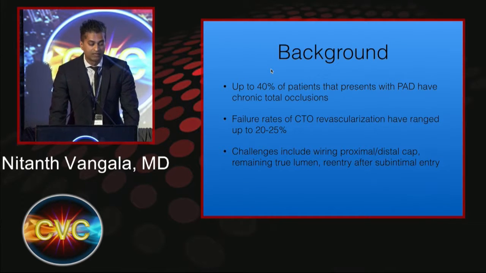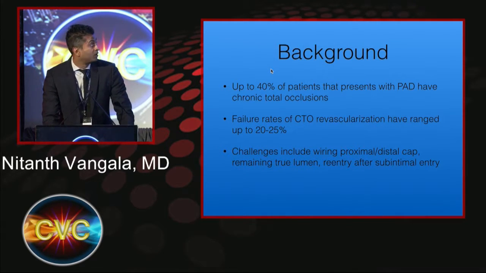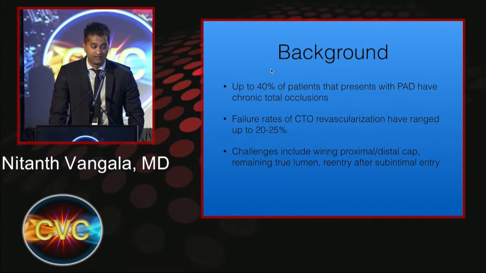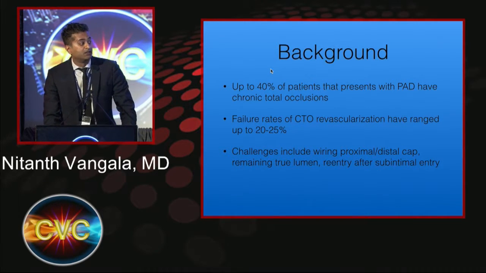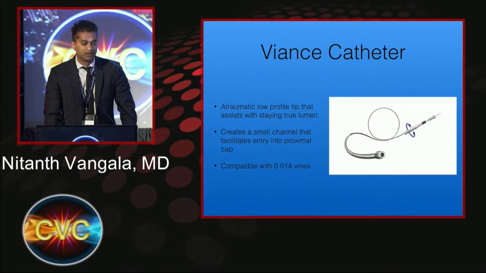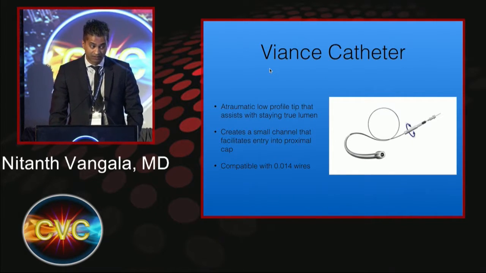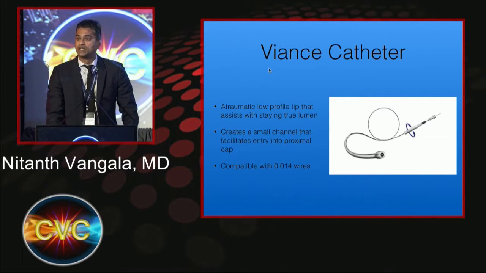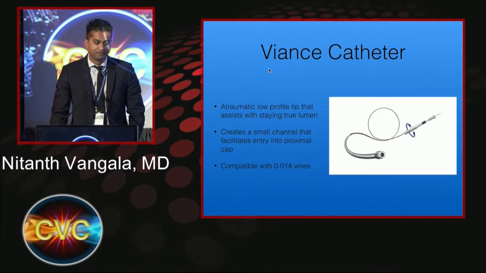With peripheral arterial disease, as we all know, up to 40% of patients could have chronic total occlusion as their presentation for PAD. Failure rates for these CTOs can range up to 20 to 25%. Some of the challenges that involve revascularizing CTOs include wiring the proximal and distal cap, remaining true lumen, and re-entry after going subintimal. The Viance catheter involves an atraumatic low-profile tip, which ideally would access microchannels to allow it to remain true lumen.